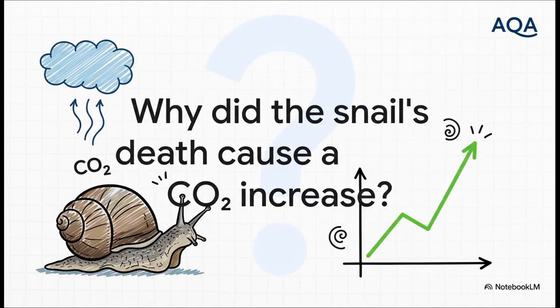And just when you think you've got it figured out, there's a twist. On day 10, the pond snail dies. Look at the graph again. See how after day 10 the line gets even steeper? The CO2 is rising faster than ever. So for a big 3 marks, you have to explain, why does the snail dying make things worse?